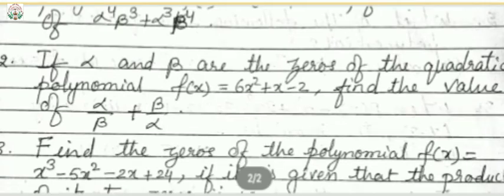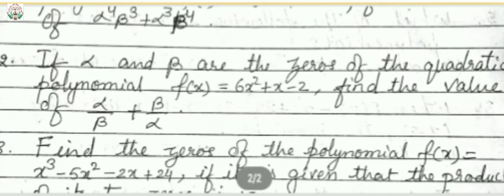So now same way, sum of the zeros you find, that is alpha plus beta equals to minus b by a. Put the values of b and a, and same way alpha into beta is c upon a. Put the values of c and a, and what you are getting just write it down. Then again this one, find the value of alpha upon beta plus beta upon alpha. So now take the LCM as alpha into beta. So numerator will be alpha square plus beta square.